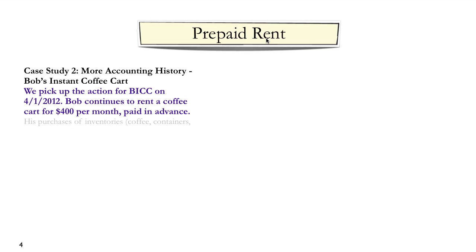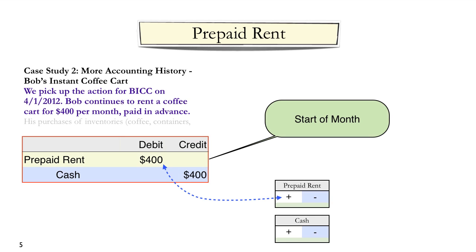We've seen this transaction before, where Bob rents the instant coffee cart in advance and then recognizes the expense at the end of the month. So at the start of the month, an asset is created called prepaid rent, and you can see the asset being represented by the prepaid rent T account. A credit is made to cash, and so the accounts remain in balance because we have two assets, one that is increased, prepaid rent, and one that is decreased, cash.